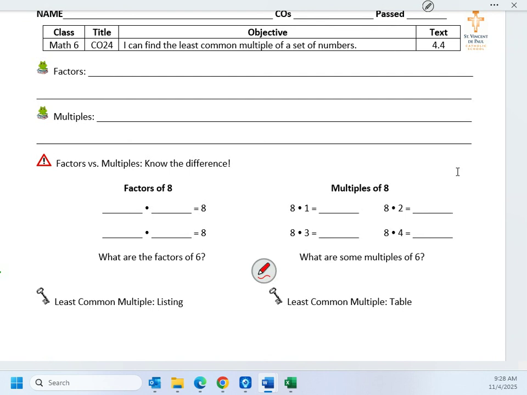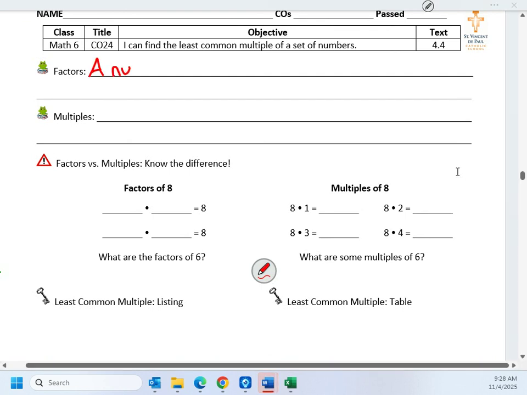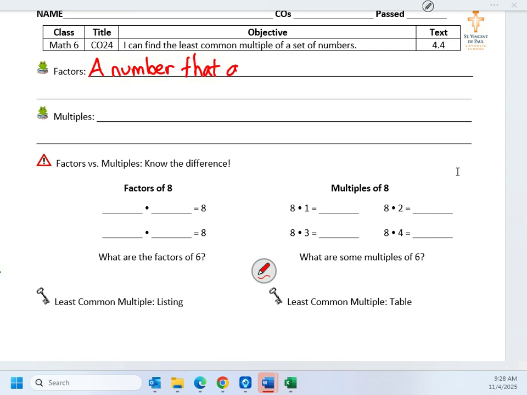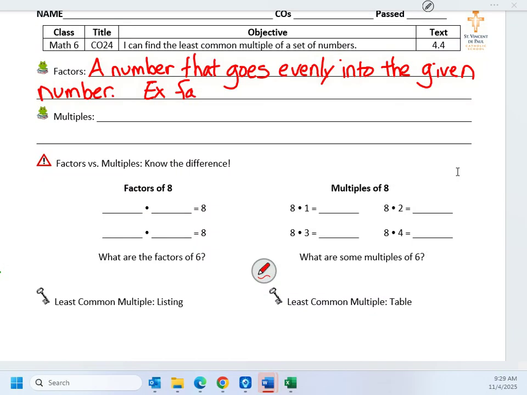Factors. A factor is a number that goes evenly into the given number. Examples of factors of 12.